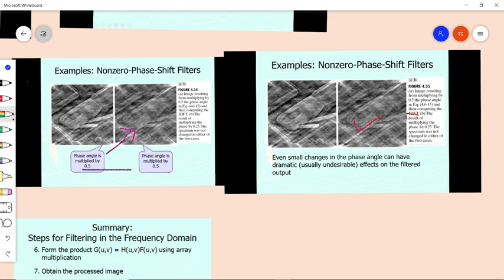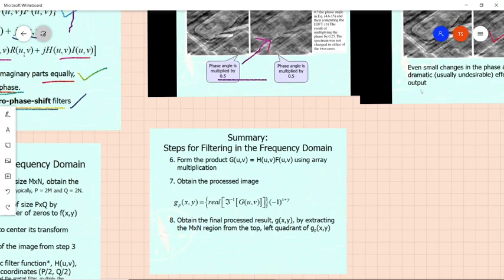Okay, with the phase angle 0.25, then this is the output. So 0.5, this is the output, 0.25, this is the output. In this way, with the non-zero phase shift filters, we can change the details of the image. This is the application.